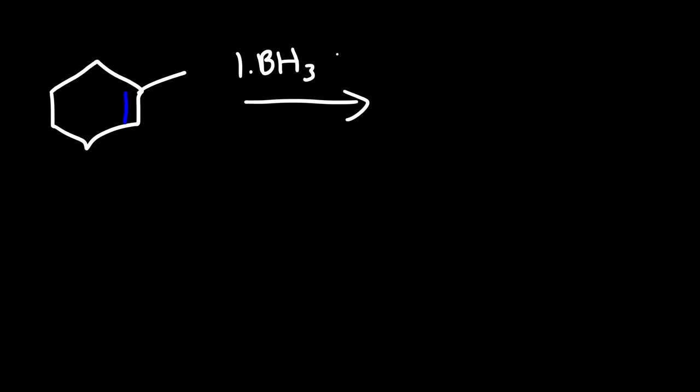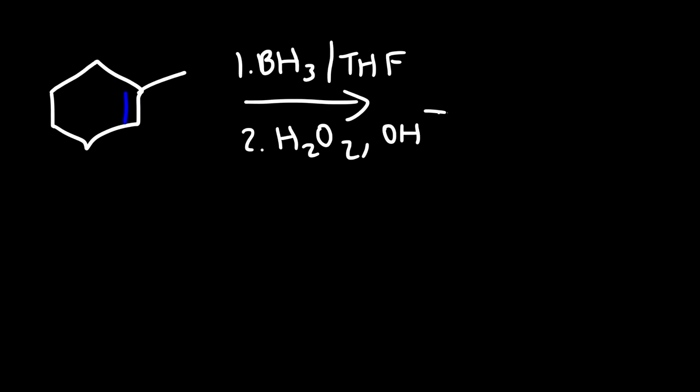Now, let's go over the hydroboration-oxidation reaction of alkenes. So we're going to react this with BH3 THF, with hydrogen peroxide, hydroxide, and water. So what's going to be the major product of this reaction? The first step is called hydroboration, and the second step is oxidation. But combined, the net effect is to convert an alkene to an alcohol without any carbocation rearrangements.